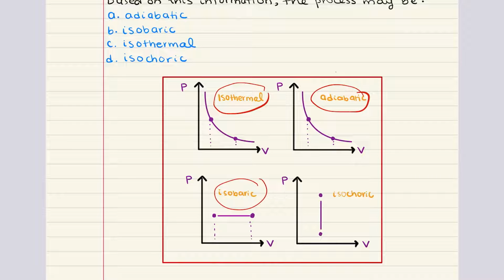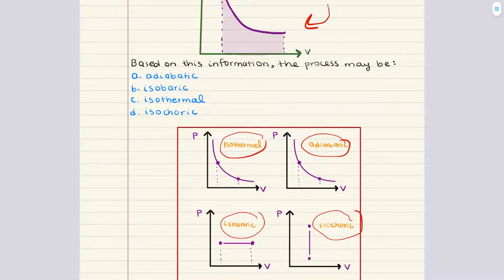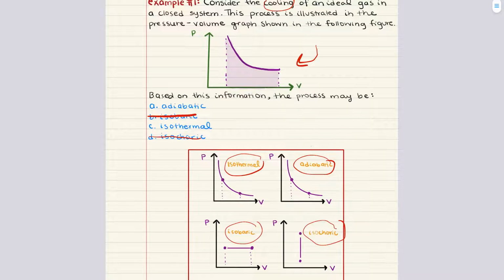Isobaric process, this is when the pressure stays constant while the volume changes, and this is in contrast to isochoric process. This is where the volume stays constant while the pressure changes. Now, if you're looking at the isobaric and isochoric processes, their graphs demonstrate a horizontal and vertical line, and that doesn't really match up with the figure that we're given for this problem. So we can go ahead and eliminate those answer choices right off the bat. What we're left with is adiabatic and isothermal.